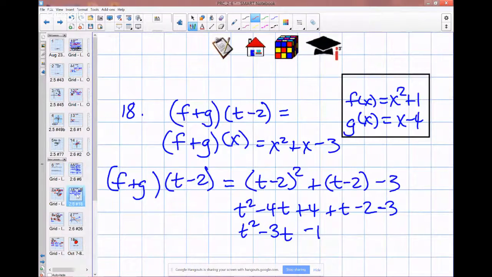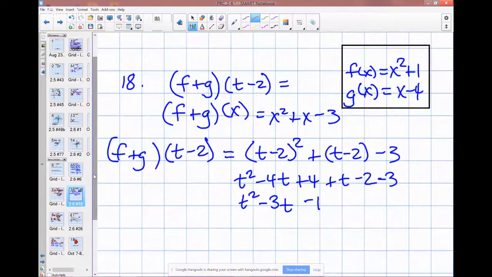Over to number 18. Number 18. So what do the directions say? Evaluate the indicated function. I've got it up in the box in the top right corner. f of x is x squared plus 1, and g of x is x minus 4. Okay, then here's what they ask you to do. g of t minus 2.